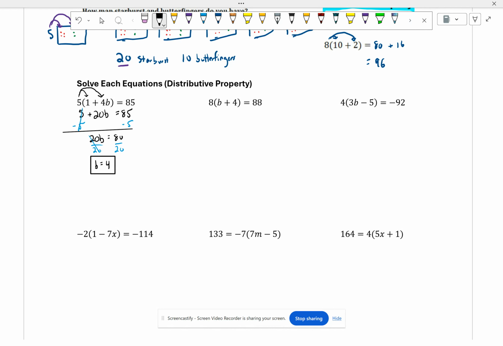Okay. This next example, same idea. Again, we have this parentheses being multiplied by 8. So if I have 8 of these, that means I'm going to have 8 b's. And I'm going to have 8 4s, which is 32. And this is equal to 88. So just like we've been doing, we're going to subtract 32 on both sides next.